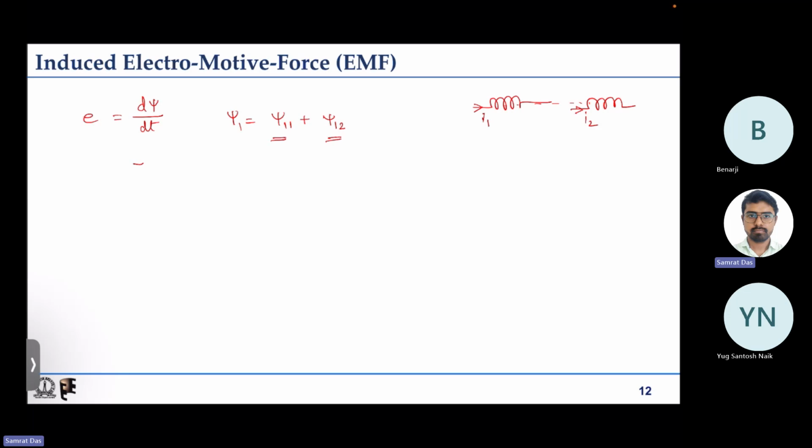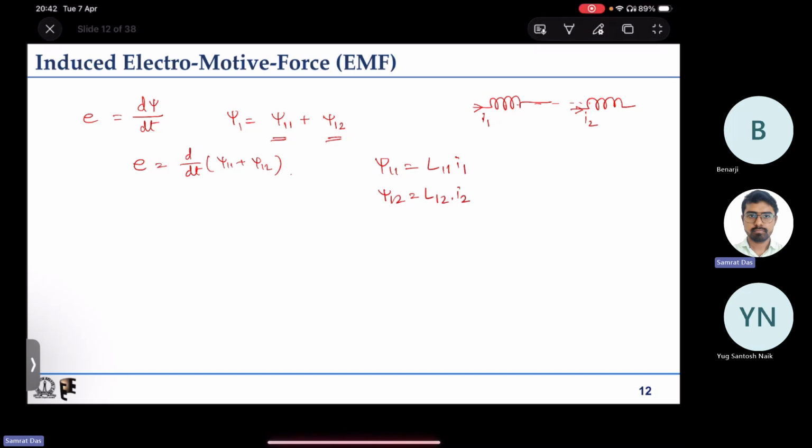Now we discussed that the induced EMF will be d/dt of psi 11 plus psi 12, where psi 11 is the self inductance multiplied by its own current, and psi 12 is the mutual inductance multiplied by the other winding's current. The inductance may change with position, with some movement, and current can change if it is a time varying current. So this can be written as d/dt of L11 I1 plus d/dt of L12 I2.